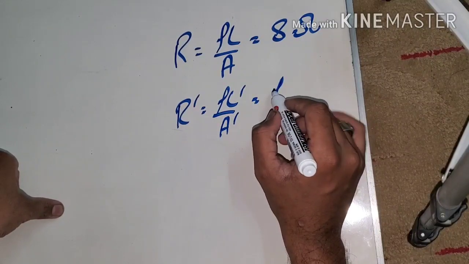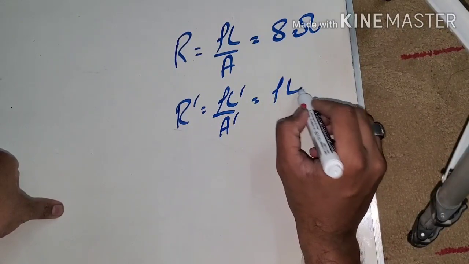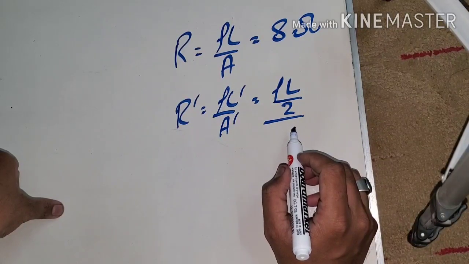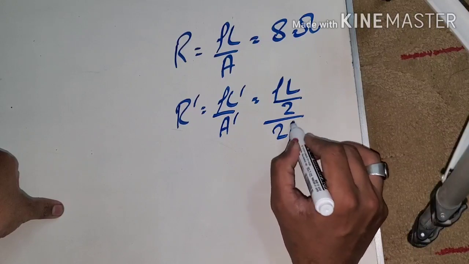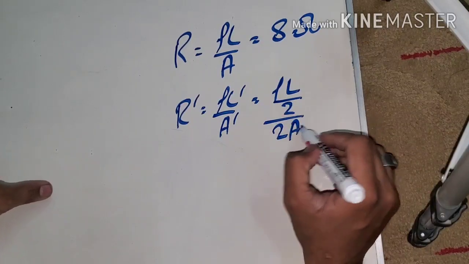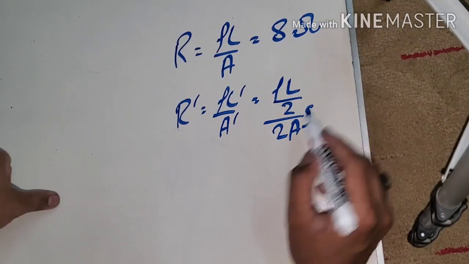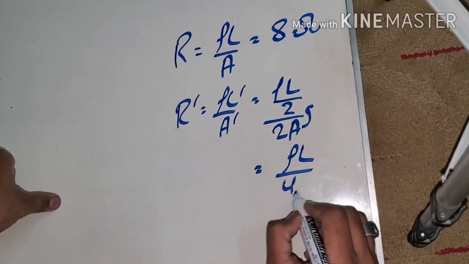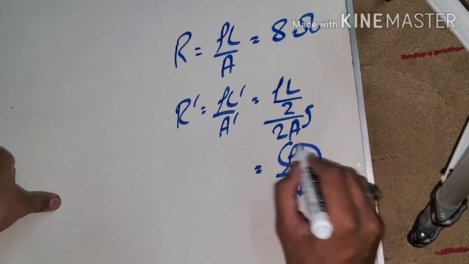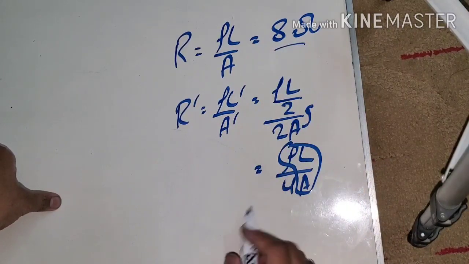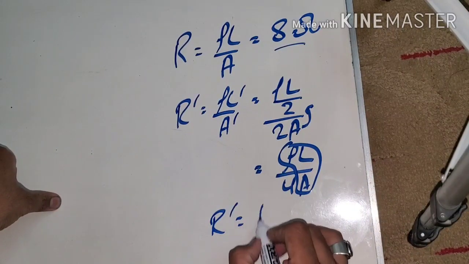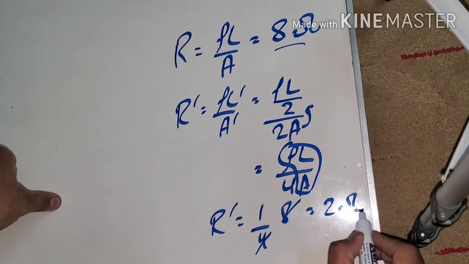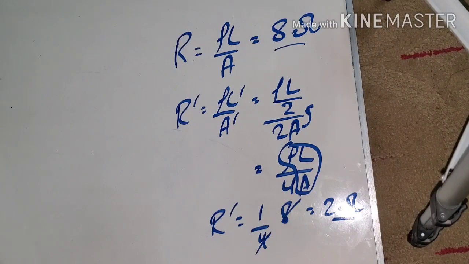According to the question, the final length is half of the initial length and the final area is twice the initial area. As there are two denominators, the factor jumps towards this side. So the new number will be 2 twos are 4A. As this value is already mentioned, which is 8, the new resistance will be 1 upon 4 times 8. On cancelling out, the answer is 2 ohms.